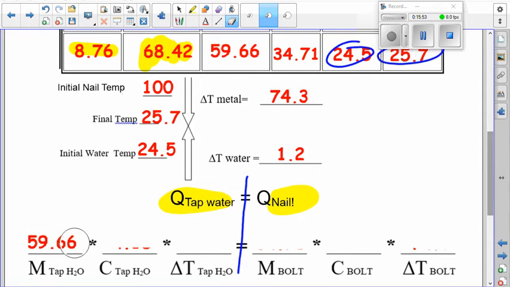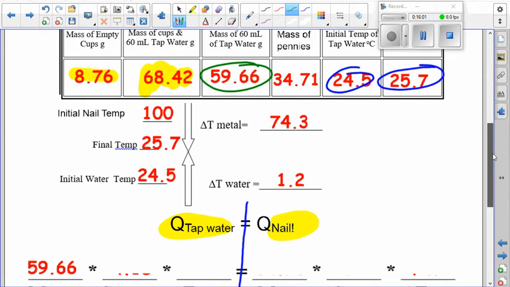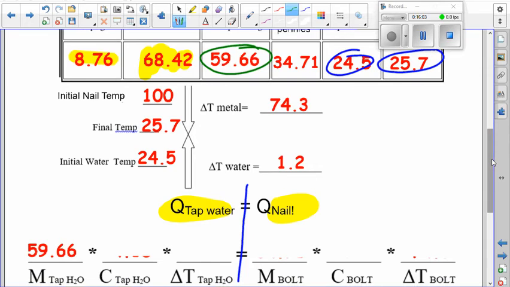Yep, 59.66. I'll do everything on the left in green. That is that right there, your mass of your water, because it's labeled right there, mass of your water. Okay? Warda, what is the C of liquid water? That number is always 4.18. You could, before you even put your name on this handout, just write 4.18 right there because it's always going to be 4.18. The specific heat of water is always 4.18.